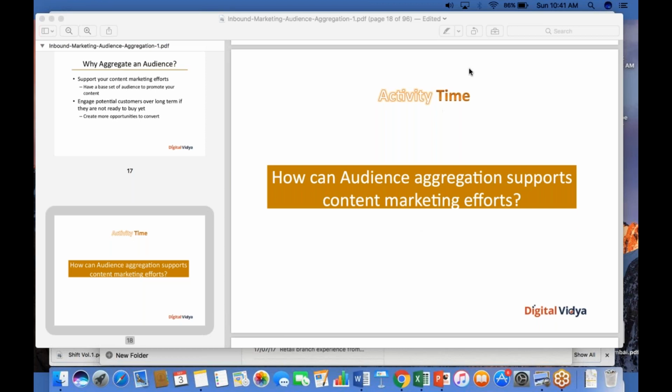Shobit, my question was this: what you see on the screen here. I want you to write down how you believe audience aggregation can be used to support your content marketing efforts. Just write down whatever comes to your mind, and we'll see how your answer evolves over the course of this session. Abhishek, I'm not sure I followed your question.